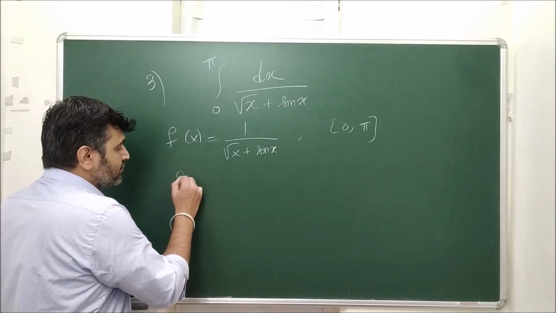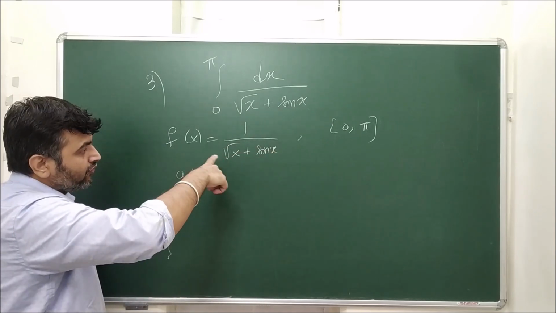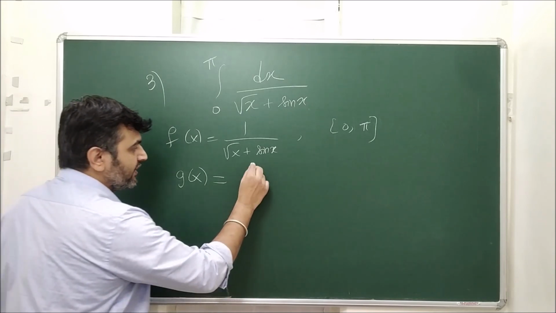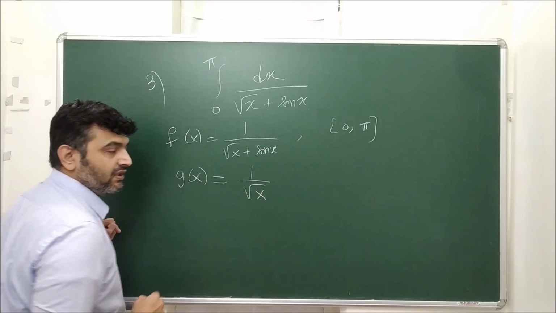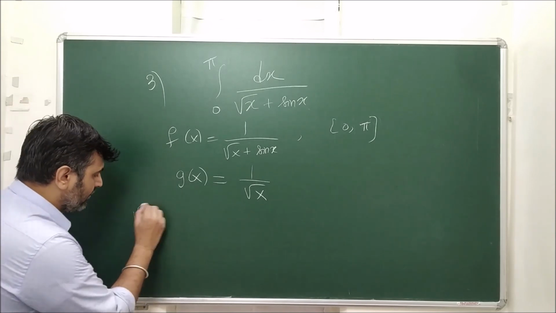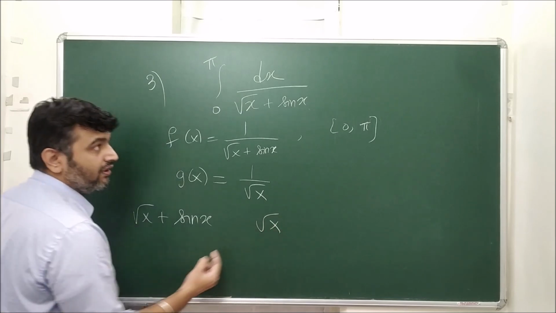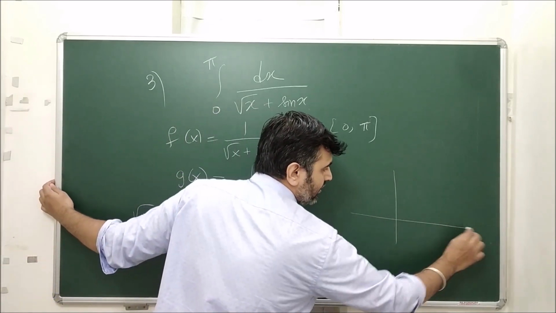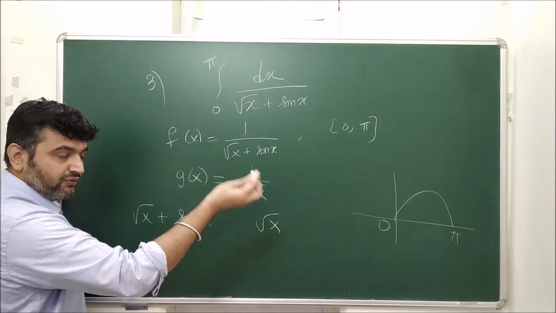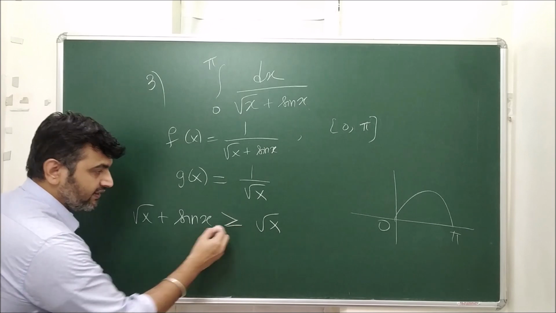Okay, so this is my function. Now what function should I choose? That's the question. So as I told you at the start, you can see trigonometry is over here. So ignore trigonometry and see what you get. You get 1 upon root x. And try to compare this f and g. Now you can see which one is bigger, root x plus sin x or root x. Now from 0 to pi, you know this is the graph for sin x. That means it is positive. So this is always positive. So this is greater equal.